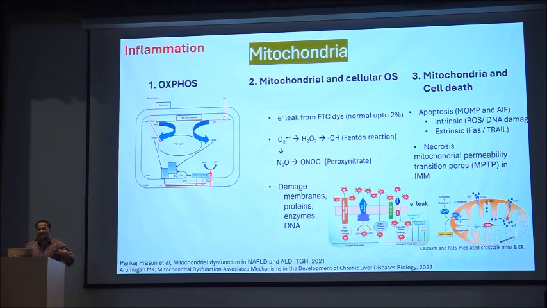But what happens when there is an excess of NADH or excess of energy inside the mitochondria? That leads to an increase in the leak of electrons from the inner mitochondrial membrane. That leads to extra electrons carrying oxygen, producing superoxide, which produces hydrogen peroxide, and that leads to the hydroxyl radical, and also nitrogen peroxynitrite radicals. These cause further damage of the membranes, proteins, enzymes, DNA, and everywhere.